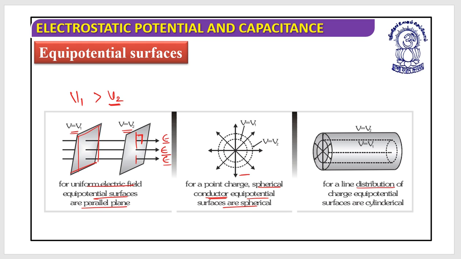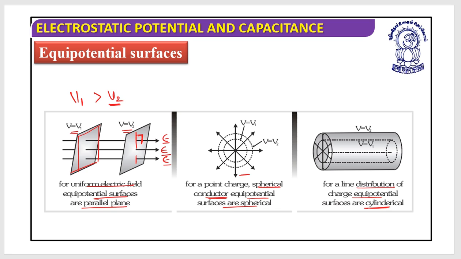For a line distribution of charge, do you know line distribution of charge? Yes. For a line distribution of charge, equipotential surfaces are cylindrical. So you need to remember this. For a point charge, it would be spheres. For a uniform electric field, equipotential surfaces are parallel planes. And for a line distribution of charge, equipotential surfaces are cylindrical surfaces. Yes, so these three you must remember.